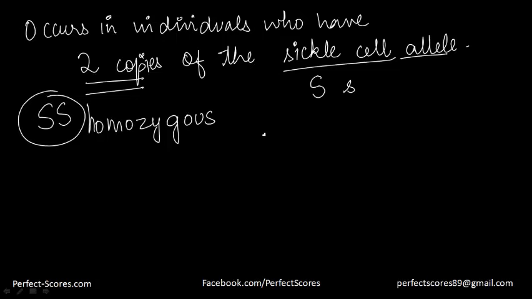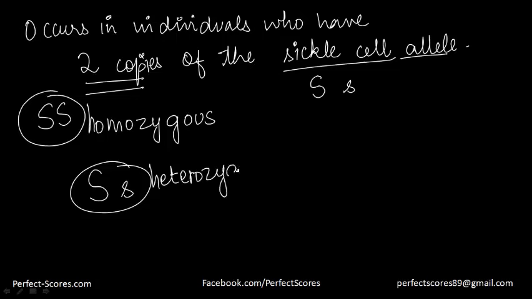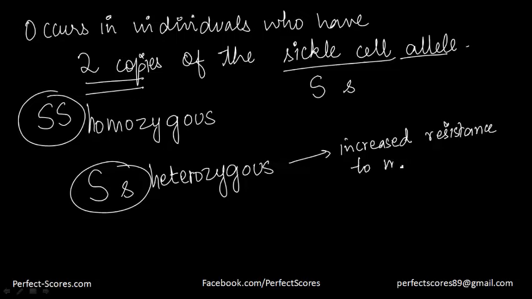Now, heterozygous individuals, that means those that have one sickle cell allele and the other one common, these heterozygous individuals show an exceptional characteristic. They have increased resistance to malaria. So they have increased resistance to malaria because of the presence of a single sickle cell allele. And this is known as a heterozygous advantage.